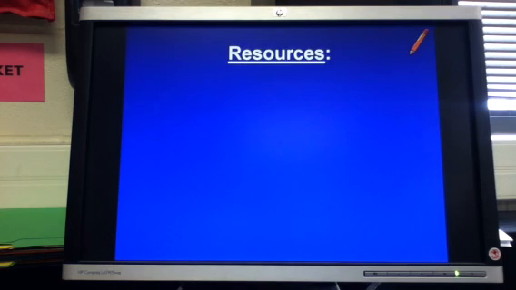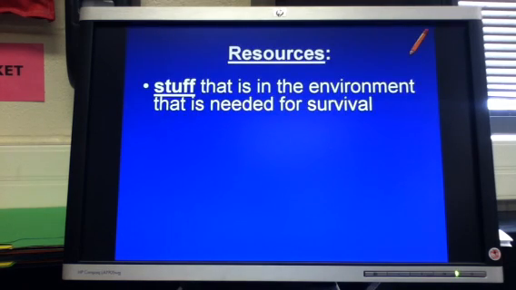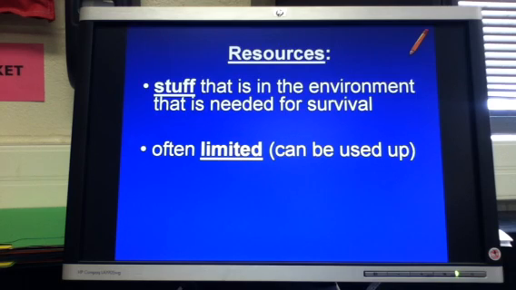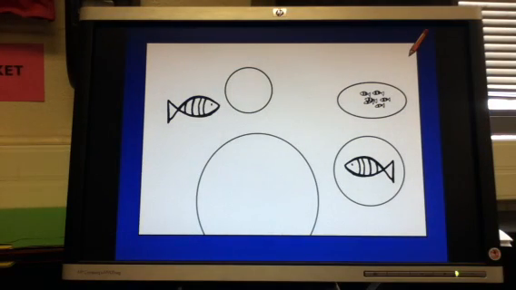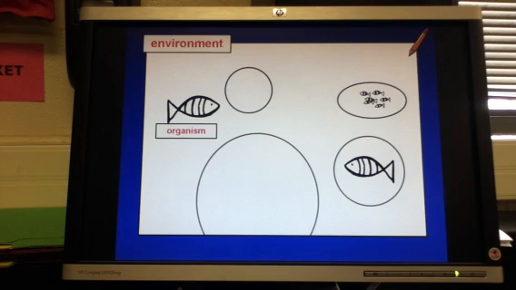All right, let's begin. Resources are the things in the environment that are needed for survival. It is often limited, which means it can be used up. There's not enough for every organism to go around. Here's a picture of some of the resources that you would see in an environment that an organism might need. And this is what you might want to sketch.